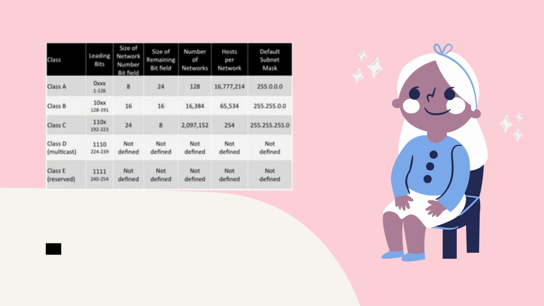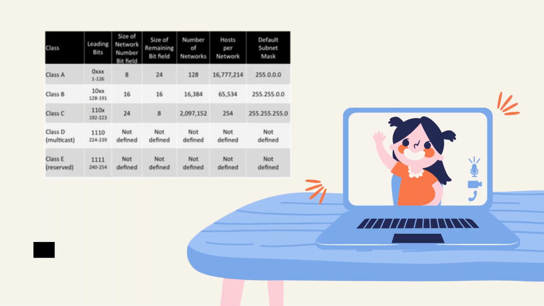If the number starts with 1 to 126, it is automatically put in class A. The subnet mask for the device was always 255.0.0.0 because it was a class A address. And you can have a total of 128 networks with over 16 million hosts per network. Why do we jump from 126 to 128? It is because 127 is the beginning of an IP address range that is reserved. An address that starts with 128 all the way up to 191 is a class B address.